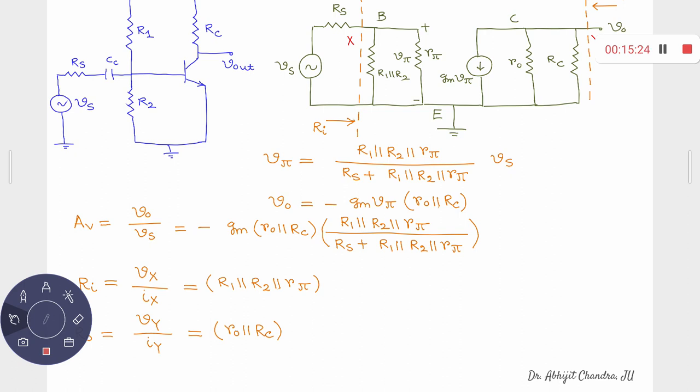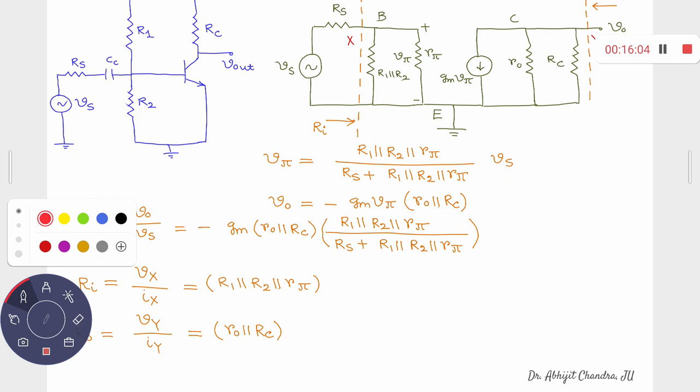For output resistance, obviously you have to make all the independent voltage and current sources inactive. So, do you have an independent voltage source or current source here? Identify. You have found one voltage source and one current source. Out of the two, which one is dependent? Vs is the voltage source, that's an independent voltage source. And gm vpi is a voltage dependent current source.